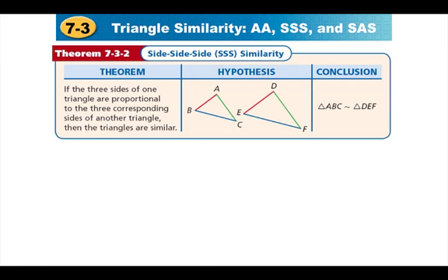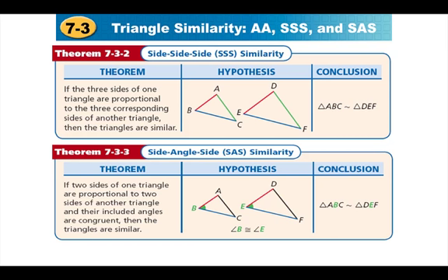This is theorem 7.3.2, and this is another shortcut. This is side, side, side, or SSS similarity. I'll read it. It says if three sides of one triangle are proportional to the three corresponding sides of another triangle, then the triangles are similar.